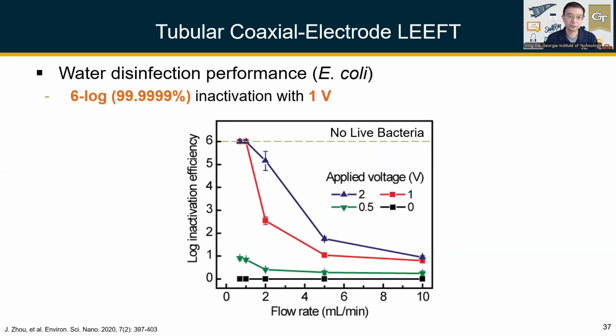So using these electrodes, we have demonstrated very good performance. For example, with a reasonable flow rate of 1 milliliter per minute, we can easily achieve more than 6 log removal with a very small voltage, like just 1 volt. The dashed line here already indicates that we don't have any live bacteria detected in the effluent.